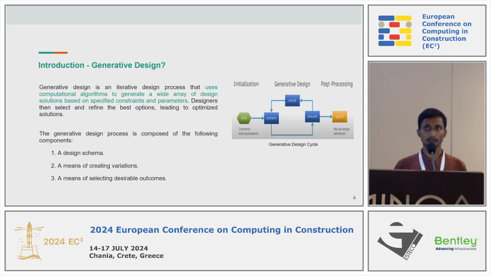When we talk in a generic sense, not about a specific algorithm, there are 3 components to this. One is a design schema. Design schema is how a problem is structured for a computational technology, or how the designer is providing it, or how an algorithm is understanding this problem. So that is called the design schema. Then there should be a means of creating variations for the solutions. Then there should be a means of selecting desirable outcomes.